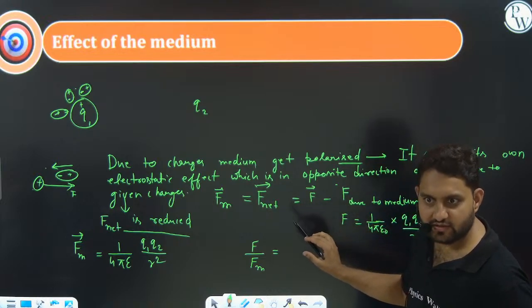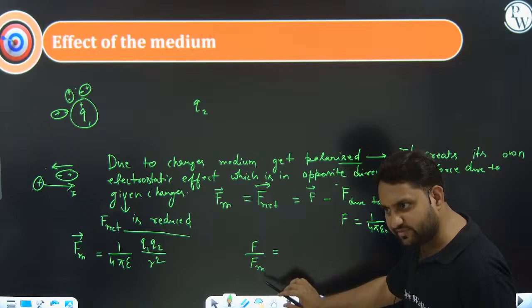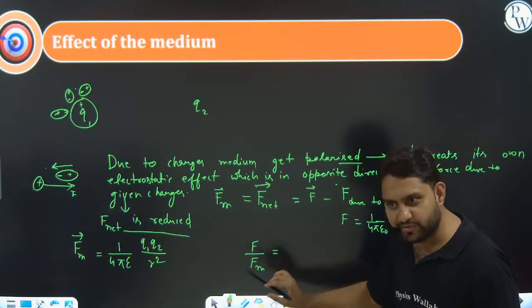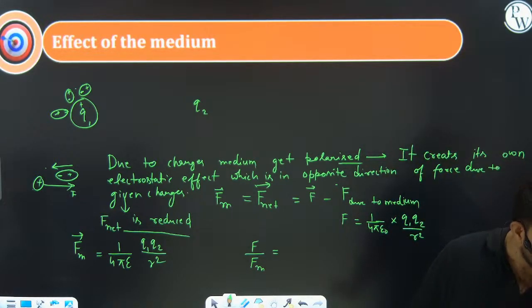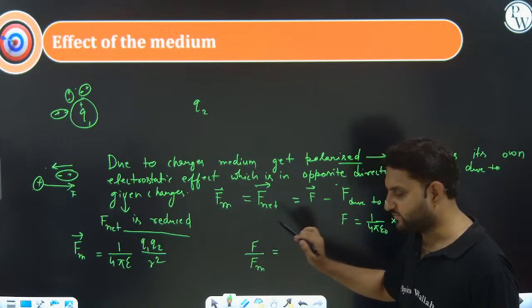Are you getting it? This F is bigger, Fm is smaller. Due to the presence of the medium, the force is reduced. So which one is bigger? F is bigger. Very good.